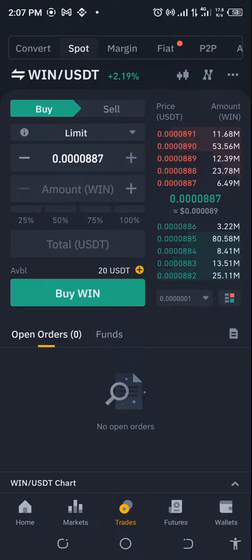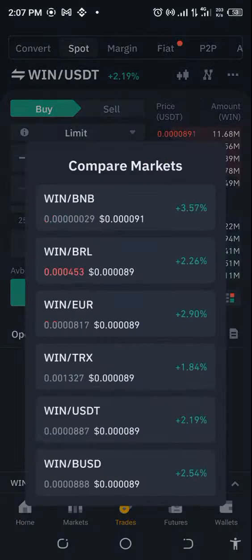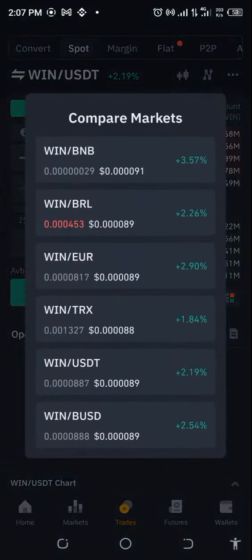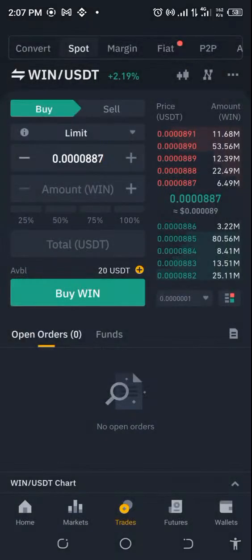All right, so today, what do we have here? We have WIN USDT. So let's go over quickly to the compare markets and see what we have. We have WIN USDT at 0.00000089 and WIN BNB at 0.000091. So let's go ahead and try this out with the basic simulation using WIN USDT.